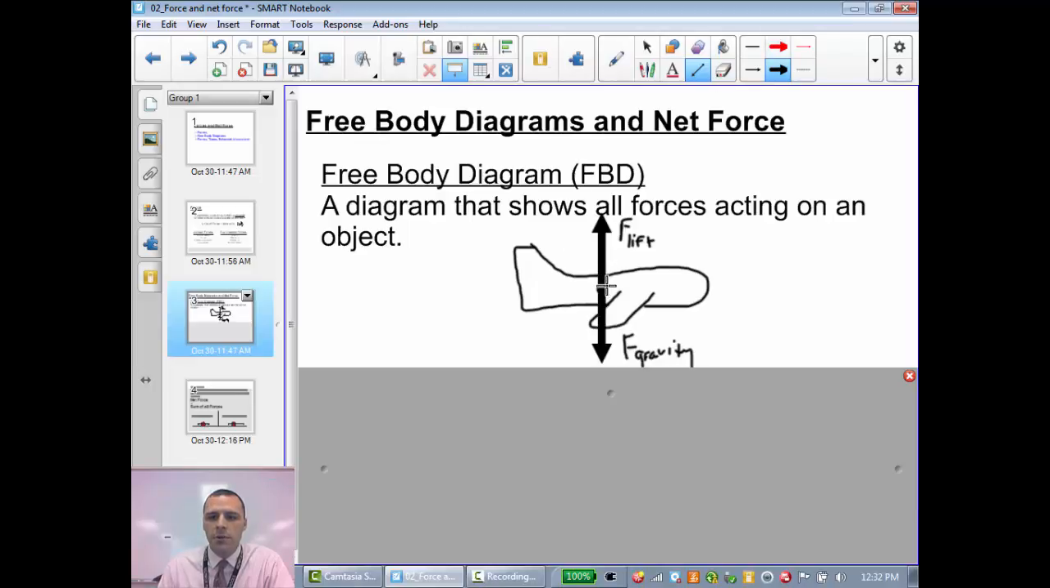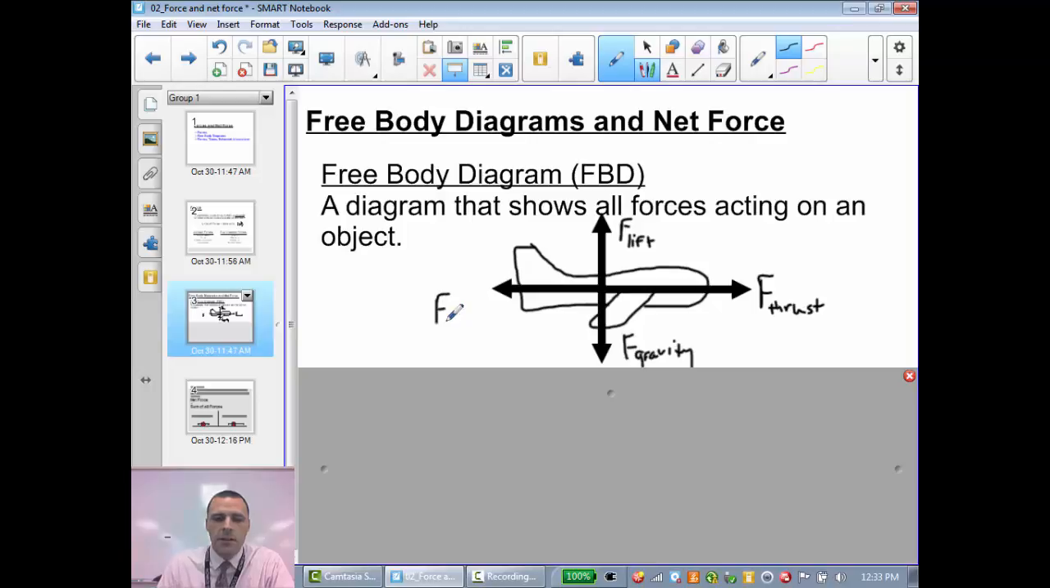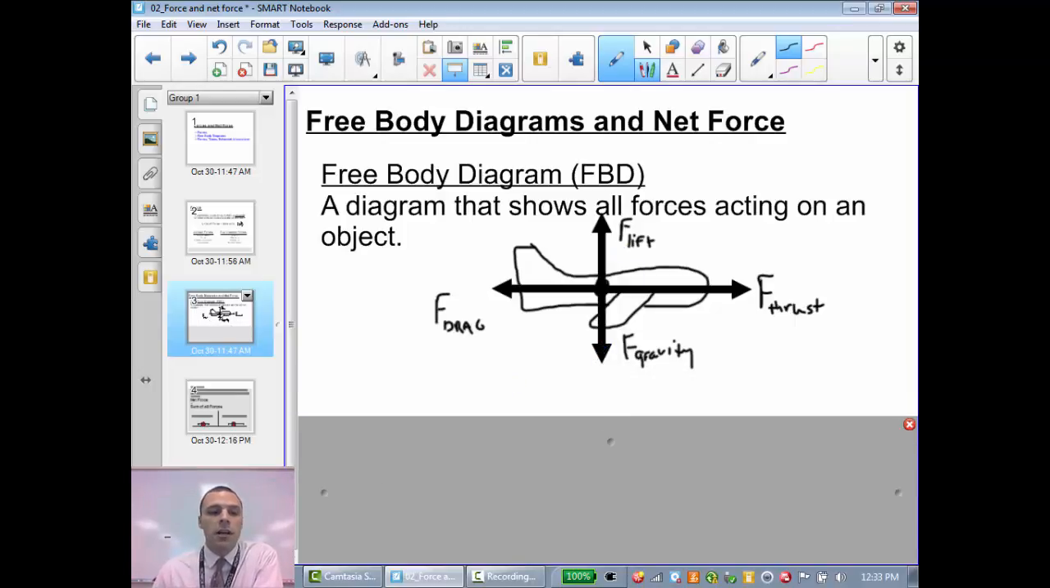And to move the plane forward, we have something called thrust. So F thrust. And there's also air resistance that acts on a plane, and that acts in the opposite direction of the thrust. And I would label that F, and then the subscript would be drag. And those are 4 forces that act on a plane. You have the lift, gravity, thrust, and the drag. And this picture right here, with the dot in the middle, represents a free body diagram of the forces that act on a plane. And we can do this for all objects.